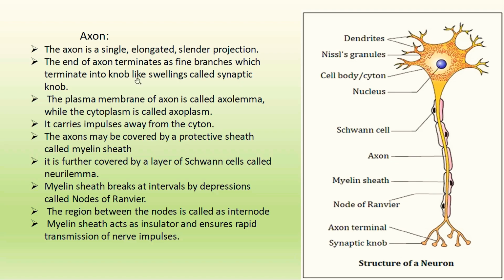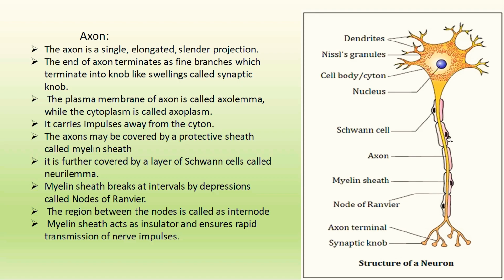Next structure is axon. Axon is a single elongated slender projection of the cyton. The end of the axon terminates as fine branches which terminate with knob-like structures called synaptic knobs. The plasma membrane of the axon is called axolemma, while the cytoplasm in the axon is called axoplasm. It carries the impulse away from the cyton.